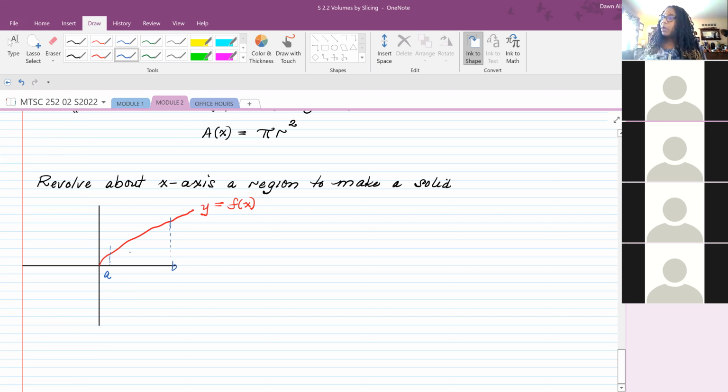So what I'm doing is I'm taking a region that is flat. It could be whatever shape, but this is a rectangle. I'm going to sweep it out and revolve it about an axis. And when I come up to the other side, I have something that is completely solid, because I swept out the whole region over an axis.